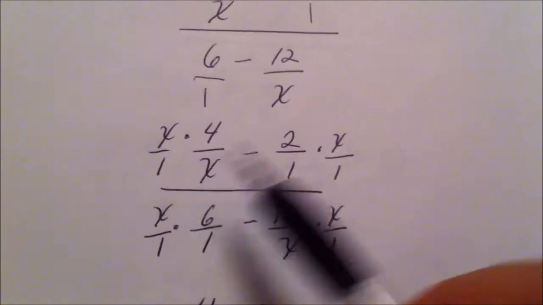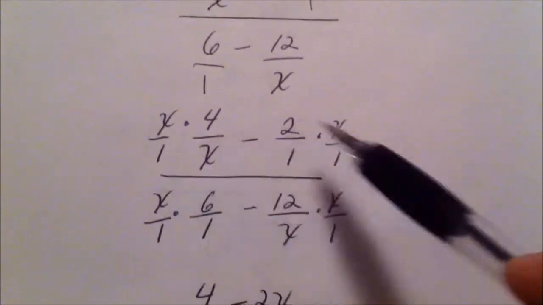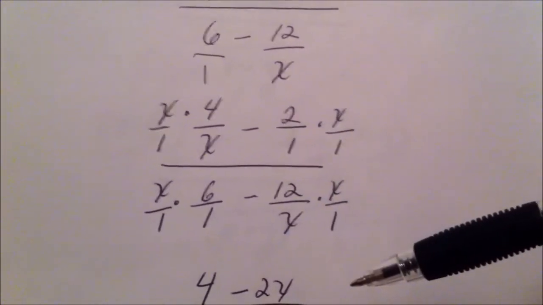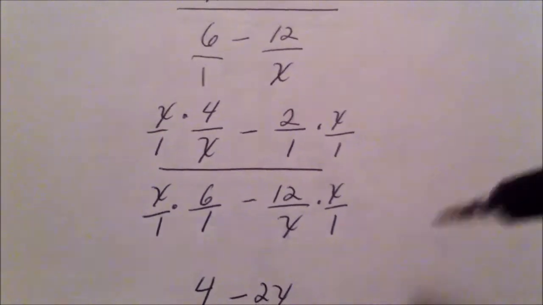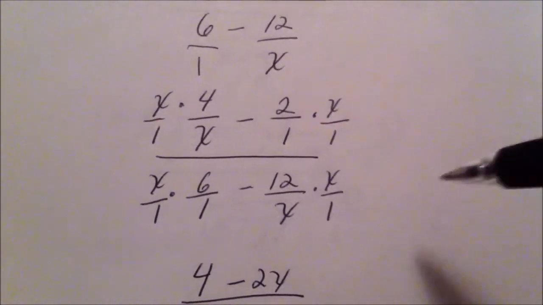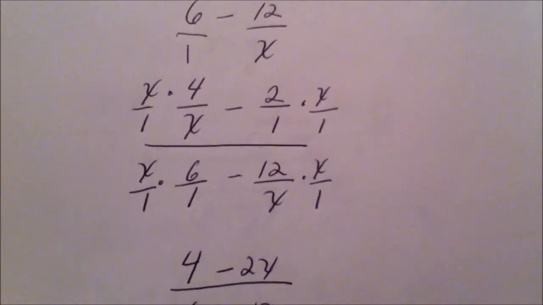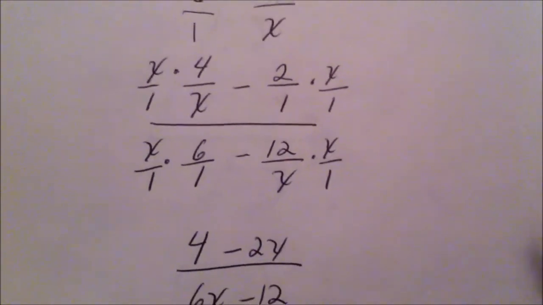Some of you like to do x over 1. That's cool with me. So I did that to illustrate it there. Now in the next step, the fractions have to be gone, because this LCD method, and we're using the LCD method here, eliminates denominators. We want those denominators to go away because we're trying to chip away at this and simplify it.